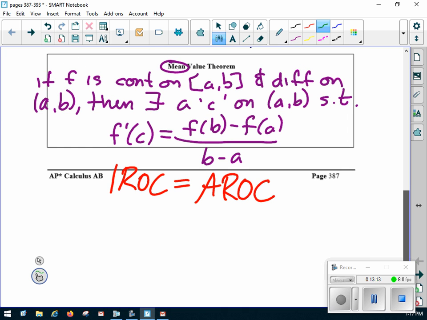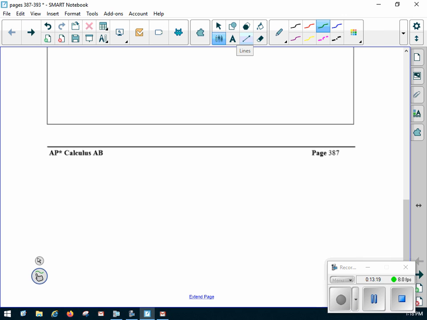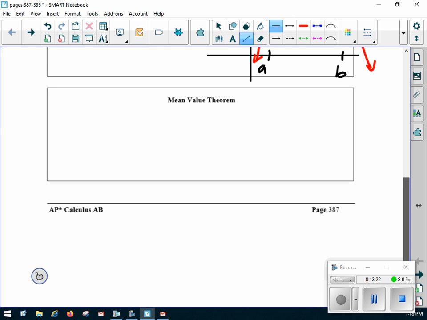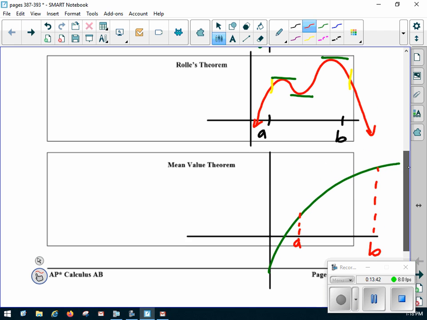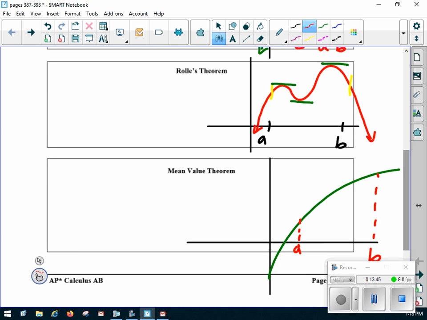And then the mean value theorem. Here's A, and here's B. The mean value theorem. Oh wait, you know what? I didn't show you on Rolle's. What was the deal on Rolle's? The ends have to be the same, have the same y value, don't they? So that y value and that y value have to be the same. So don't forget that part.